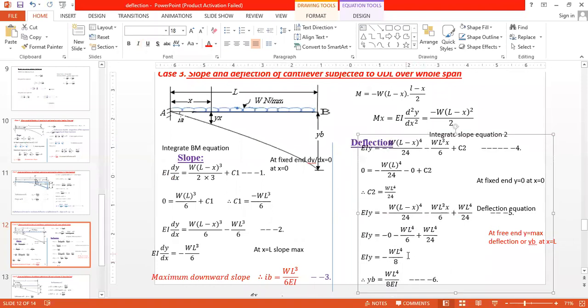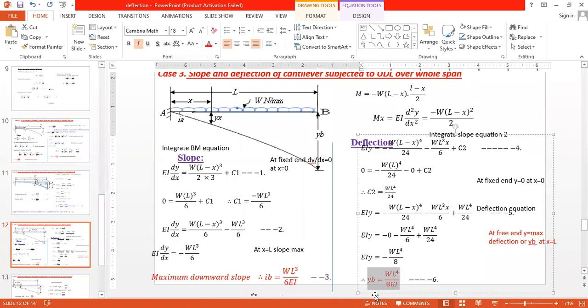Now it becomes WL raised to 4 divided by 8. Now when we take this EI on this side, it becomes y is equal to minus WL raised to 4 divided by 8 EI. Now see here, it is just a distance, therefore that is a downward deflection. This is a downward distance, so I can write yb is equal to plus WL raised to 4 divided by 8 EI, and that is positive when we take it in the downward direction. Have you got this?